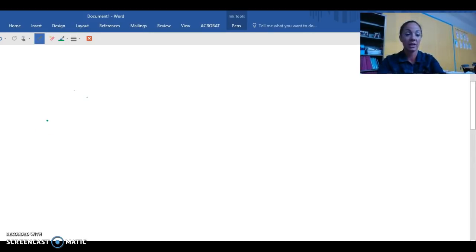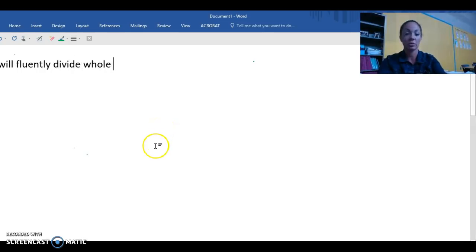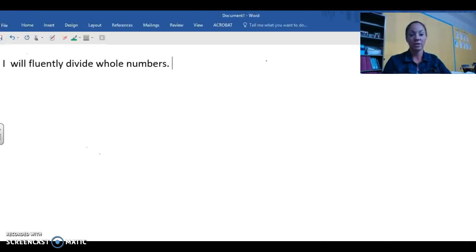Our learning goal for the day is, whoa, what are we doing way out there? Hold on. I will fluently divide whole numbers. Make sure you pause this so that you can get that written in your notes. I will fluently divide whole numbers. There you go. That's probably a little bit easier to see.